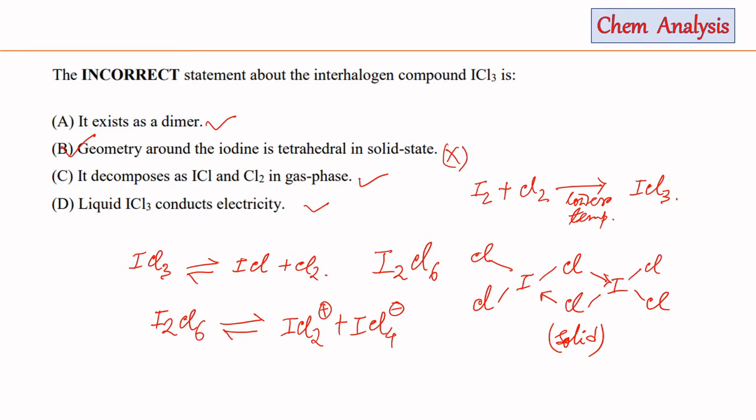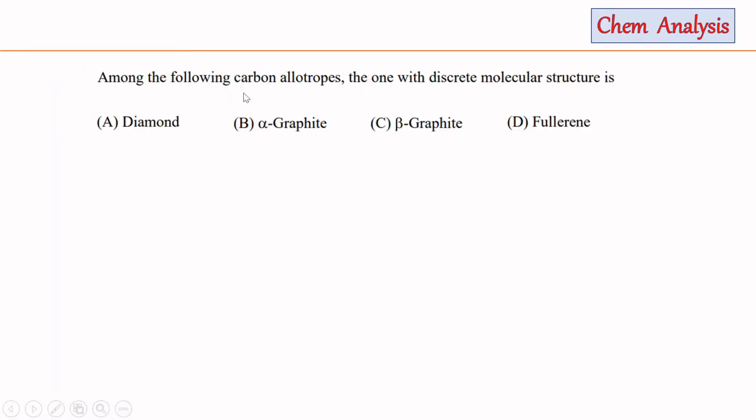So let's see the next question. Here it is asked that among the following carbon allotropes, which one has a discrete molecular structure, and we can see that the options are diamond, alpha graphite, beta graphite and fullerene. We know that in diamond and graphite there is a continuous or infinite array of carbon, so these are not discrete molecular structures of carbon allotropes. Only fullerene is the discrete molecular structure. So we can say that fullerene is the discrete molecular structure of carbon allotrope.